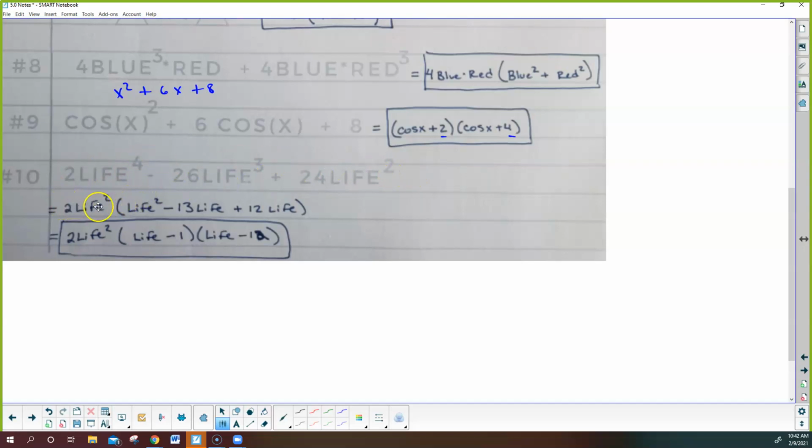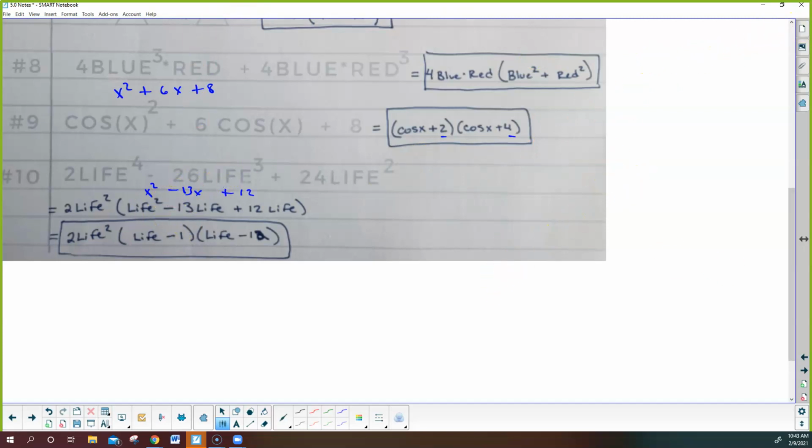All right, and then the last one, each one of these has a 2 life squared in common. So I factor that out first. That's called a common monomial term. And then what's left over, if you want to think of it as x squared minus 13x plus 12, I'm thinking, what are the factors of positive 12 that add up to give me negative 13? It's negative 1 and negative 12. And instead of putting x, we put life. So just to get you to think about the properties, we kind of made things a little more interesting today.